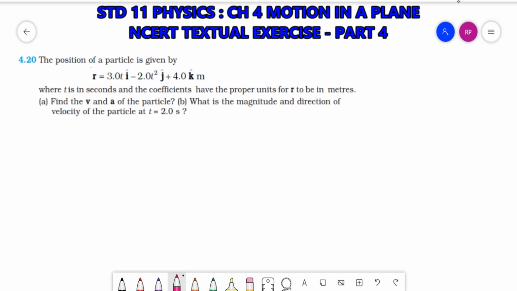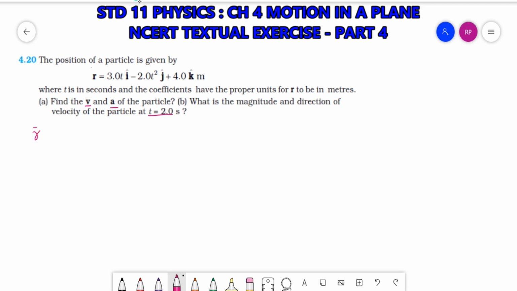Question 4.20. The position of a particle is given by r equal to 3t i minus 2t square j plus 4k meter. Here i, j and k are the directions: i means towards x axis, j means towards y axis, and k means towards z axis. Where t is in seconds and the coefficients have proper units in meters. Find the velocity and acceleration of the particle. What is the magnitude and direction of velocity of the particle at t equal to 2 seconds? We need to find V and A in vector form.